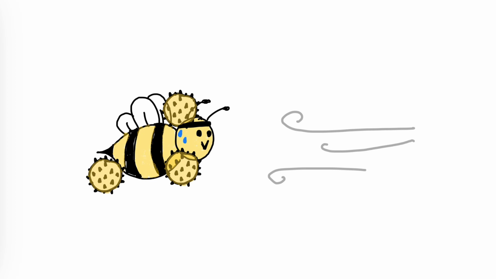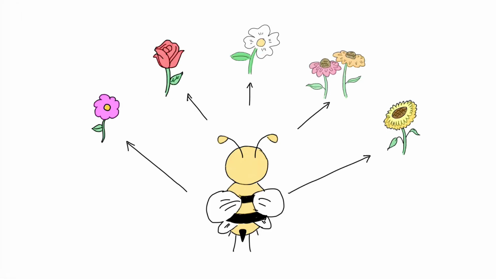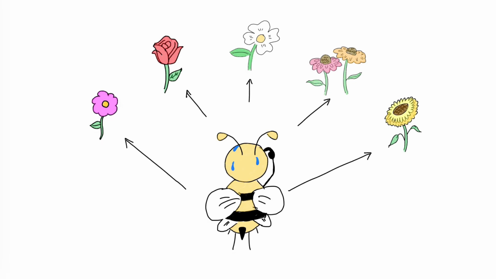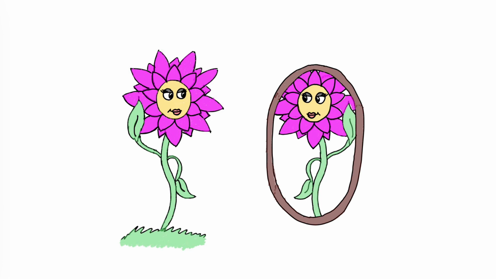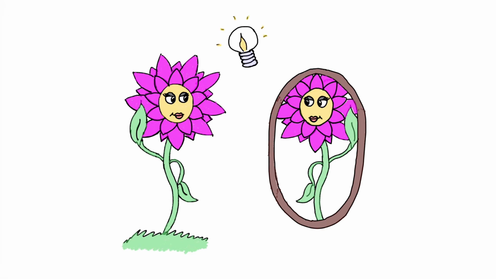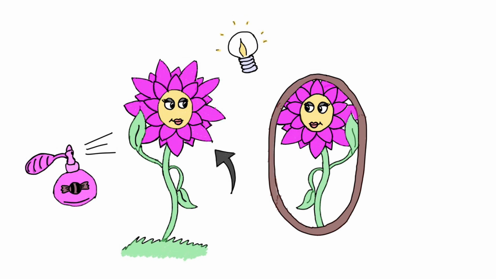Here's how the process starts off. First, the bee needs to choose which flower it wants to go to. But how will it choose? Flowers use many different ways to attract bees. They often have bright colors, sweet scents, and large open petals that give bees a place to land.